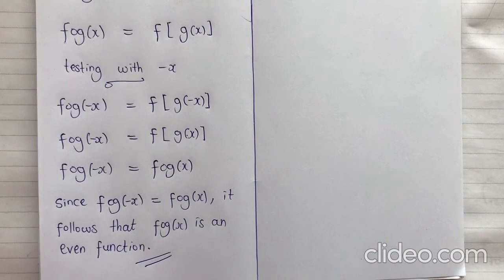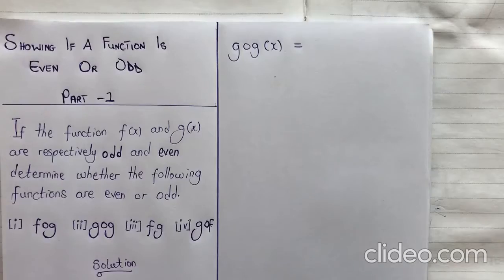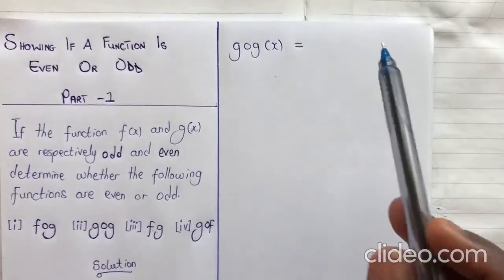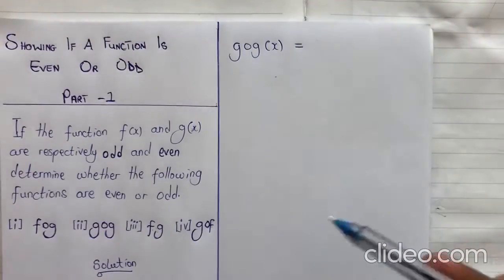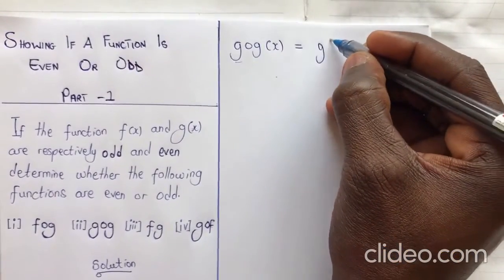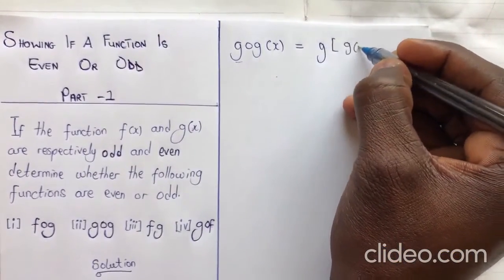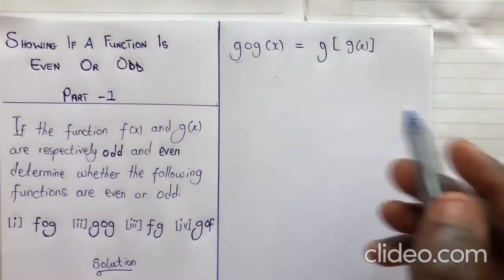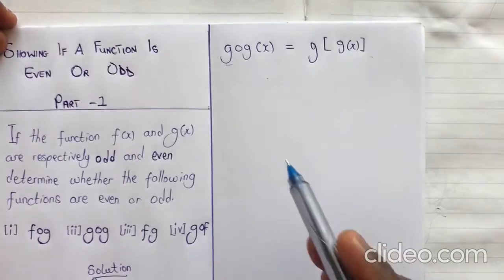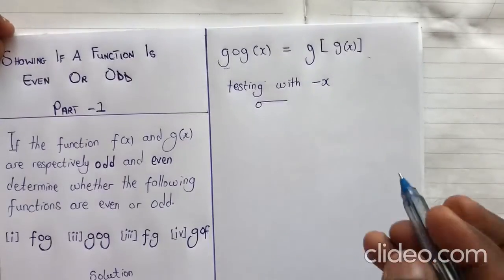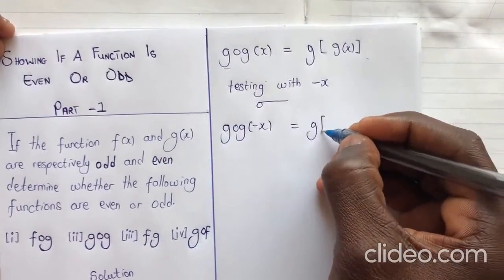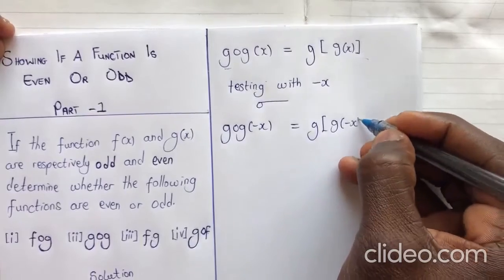Let's move on to the next one, gog of x. Now, the function gog, which is g of g, is the same as gog of x. And we can rewrite gog of x the same way we did the first one, as the outer function g into the inner function g of x. Okay, this is very simple for everyone to do. Now, when we get here, we test this result with a negative x. Then we have gog of minus x equal to g into g of negative x.